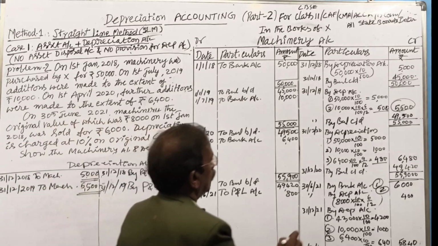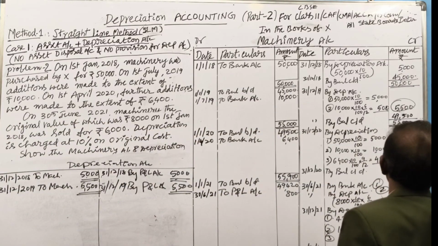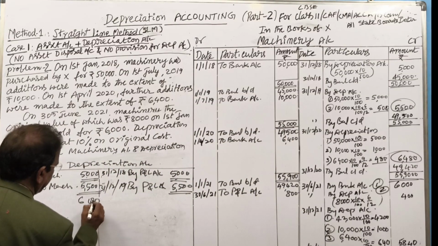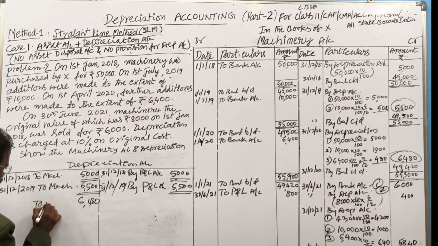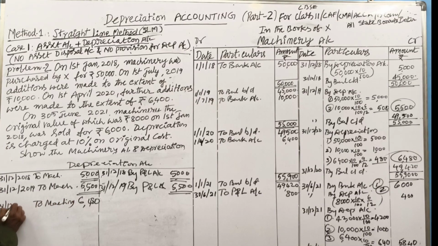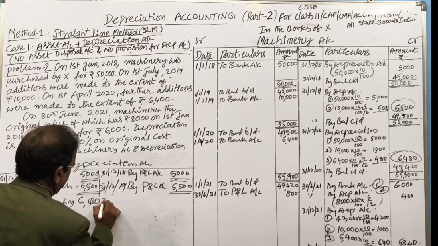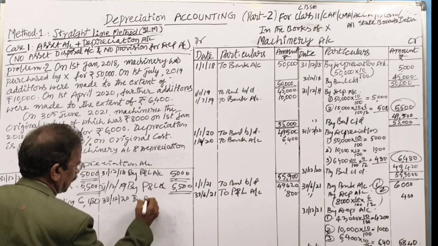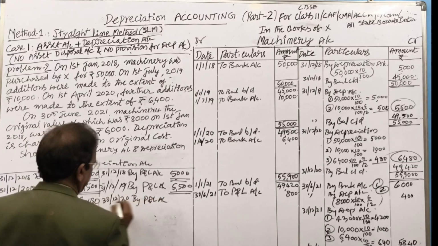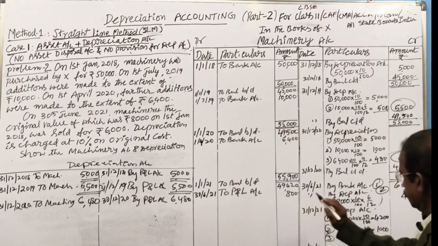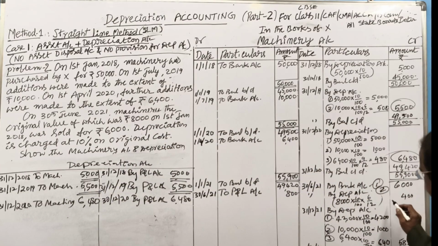Then the third year, 6,480 to machinery account, 31/12/2020. Again 31/12/2020 by P&L account. Same amount, 6,480. Now in the fourth year there are two different dates.